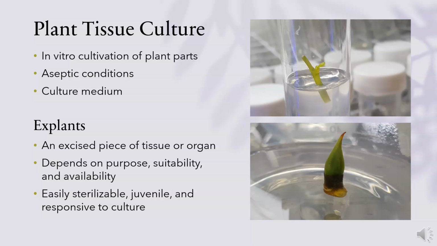While many different explants can be used for tissue culture, axillary buds and meristems are most commonly used, especially for micropropagation, because they are less prone to genetic changes compared to disorganized tissue. Other desirable properties of explants include being easily sterilizable, juvenile, and responsive to culture conditions.